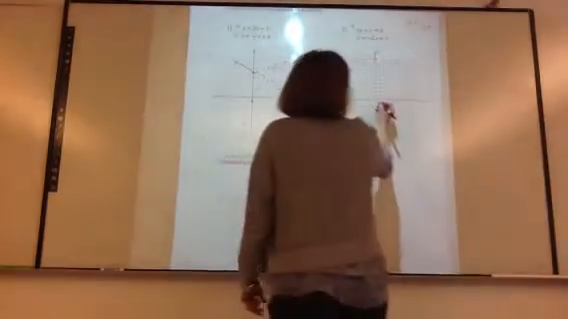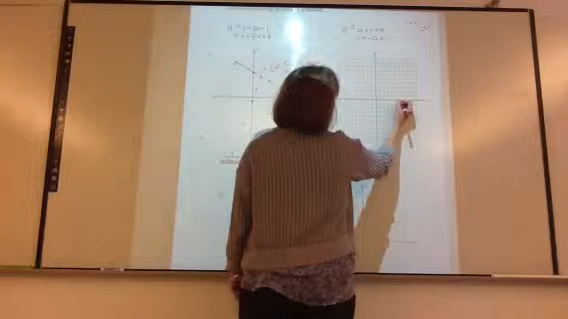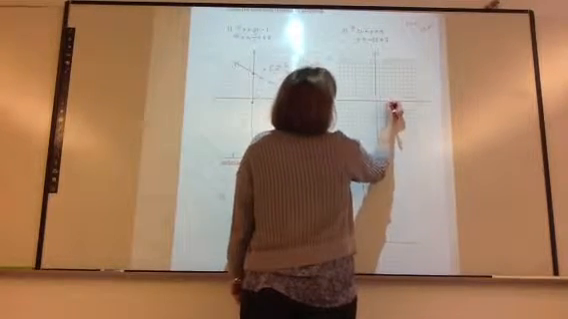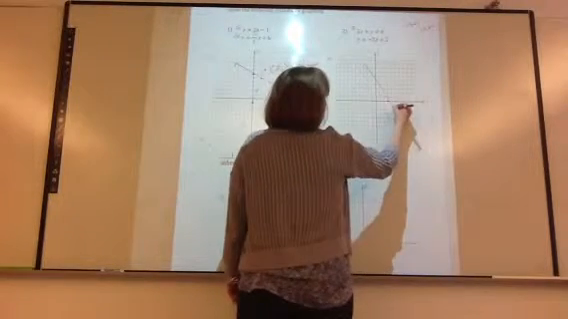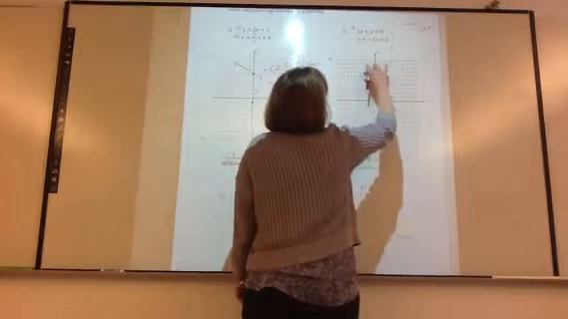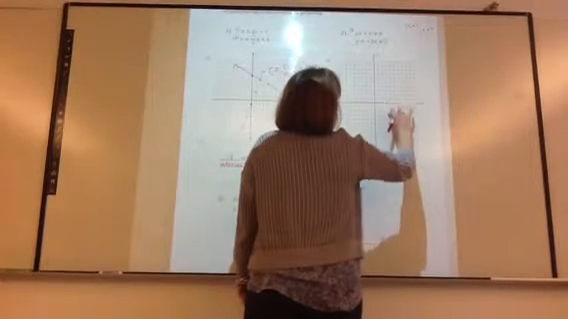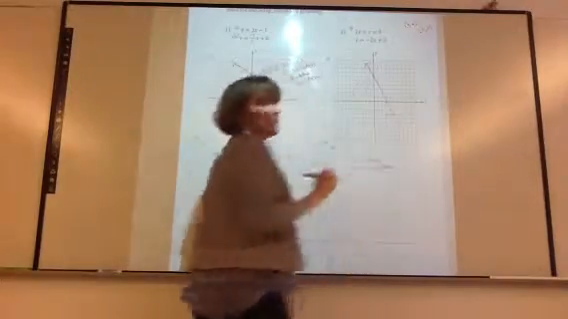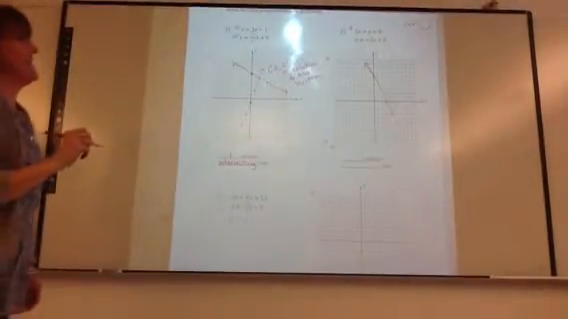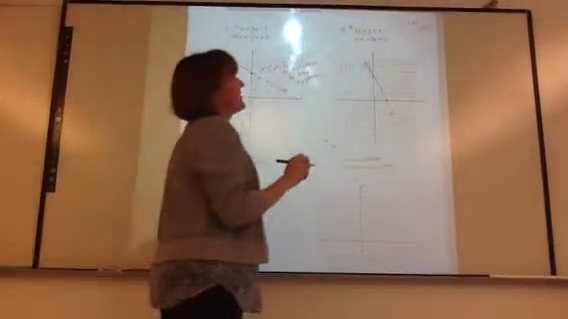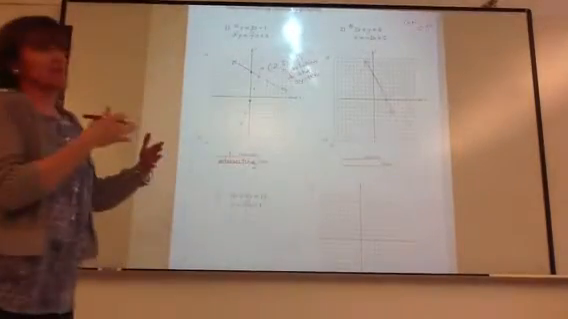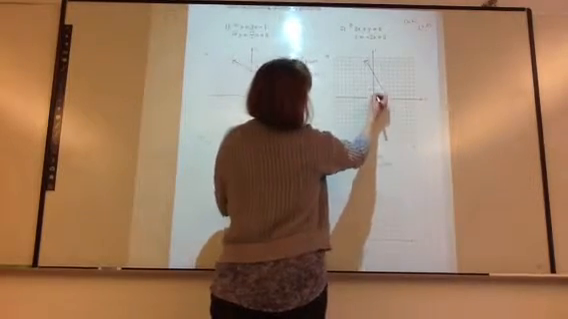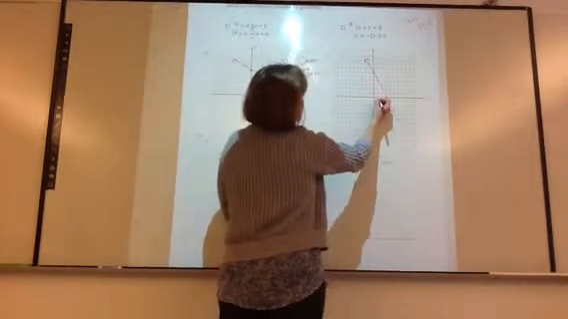So let's plot those 2 points, (0, 6). Oops, I just went the wrong way, (0, 6). And then (3, 0). So if it's in standard form, if you can quickly get your x and y intercepts, it's going to be faster than rearranging. And here, negative 2x plus 2, there's plus 2, we're going to move down 2.